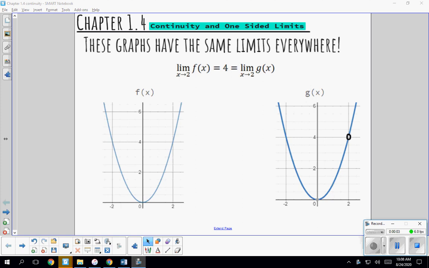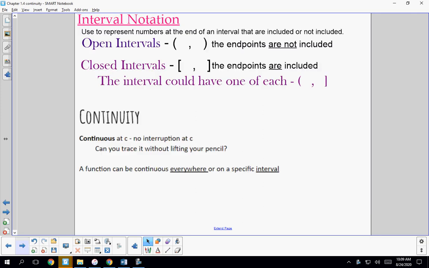In this video, we're going to talk about continuity and one-sided limits. So we see two pictures here, F and G. These are exactly the same. They have the same limits everywhere. However, G is not continuous and F is. So keep these pictures in mind.